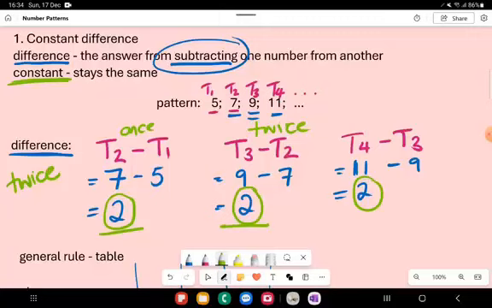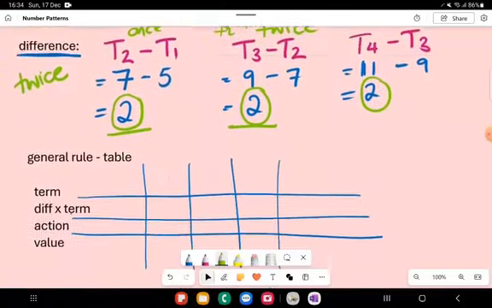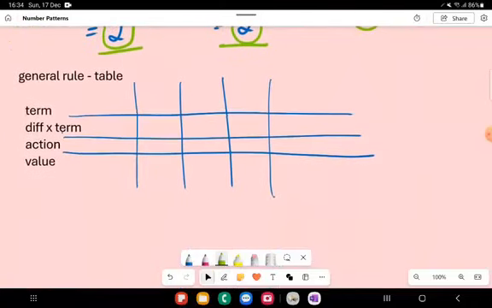Now we have what is known as constant difference. In this pattern, the constant difference is 2, meaning that I'm going to go plus 2, plus 2, plus 2, and continue, plus 2, etc. Now, the next thing that we need to do is we need to figure out how to get the general rule. And I'm going to teach you how to use the table to get the general rule.